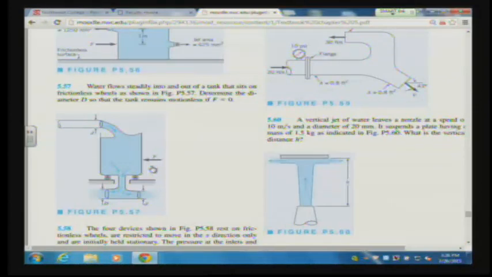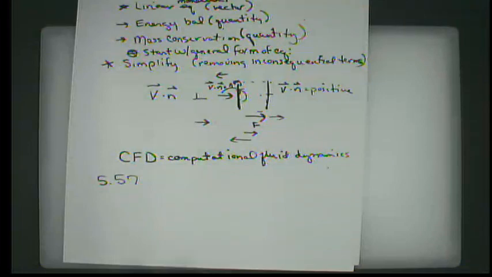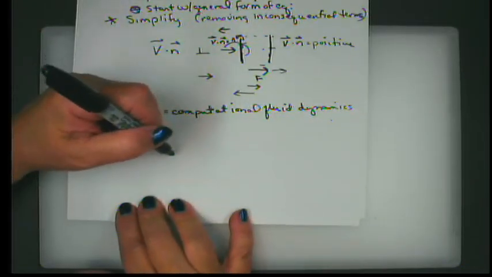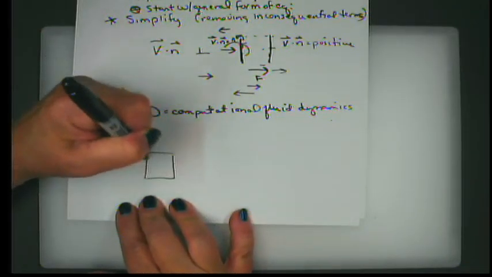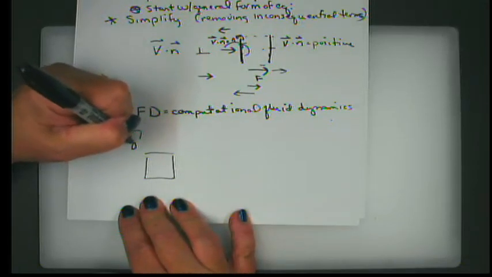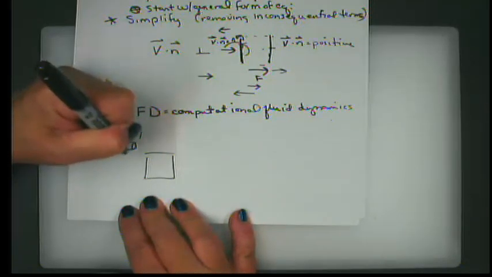So we'll start with those ideas and we'll start working out that problem, and as we work through it we're going to come out with some other issues that we need to discuss as well. Okay, so 5.57, tank, spigot, diameter small d.